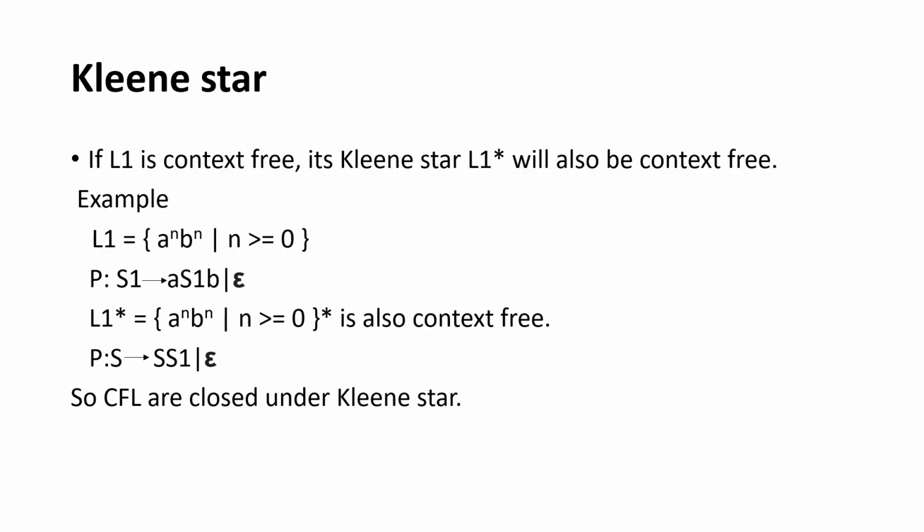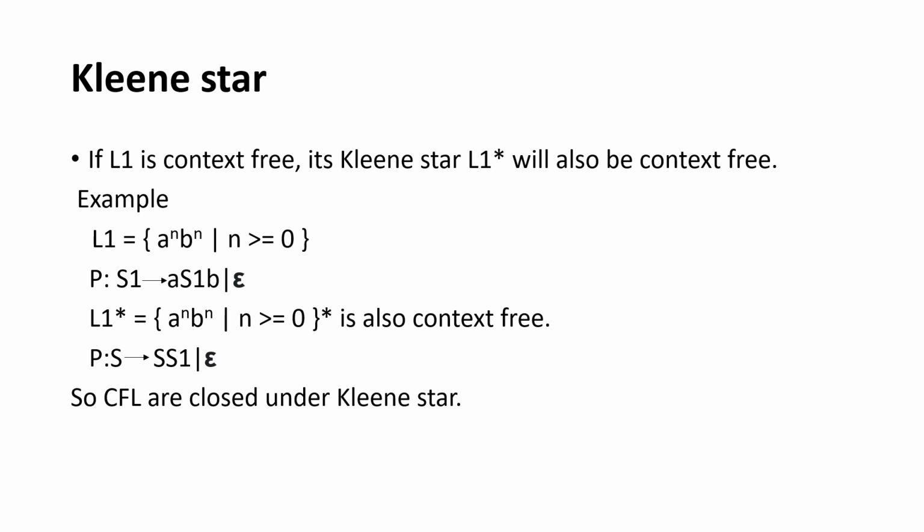So we are done with the concatenation operation. Coming to the Kleene star operation, if L is a context-free language, its Kleene star L1 star is also a context-free language. Let's see an example to get more clarity on this Kleene star operation. L equals a^n b^n where n is greater than or equal to 0. The production S1 derives aS1b or epsilon, epsilon because n can sometimes equal 0.